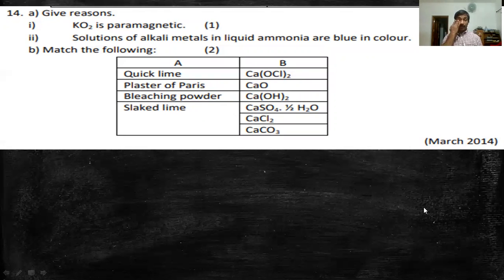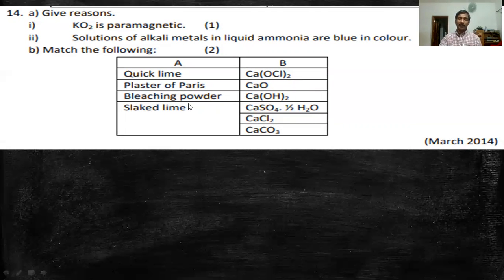Match the following. Again, it is there. Give reasons. KO2 is paramagnetic. If you have such a question, simply you write due to the presence of unpaired electrons. Second, solutions of alkali metals in liquid ammonia are blue in color. Solvated or ammoniated electron. What is the reason? Ammoniated electron.